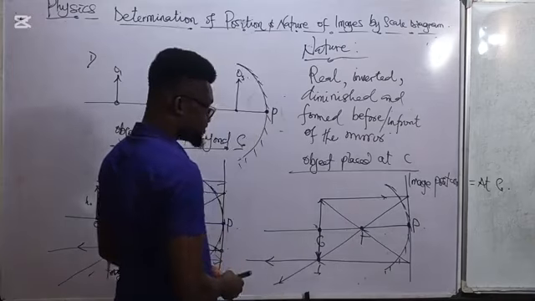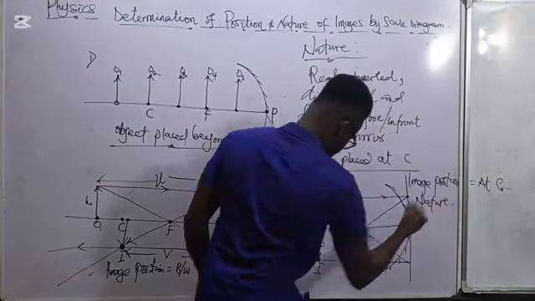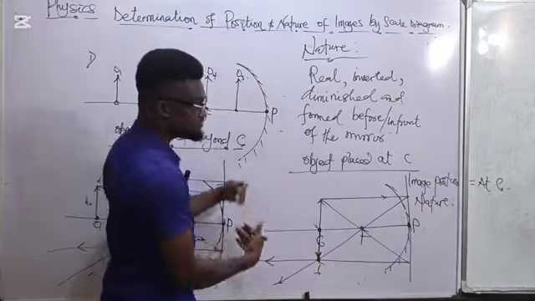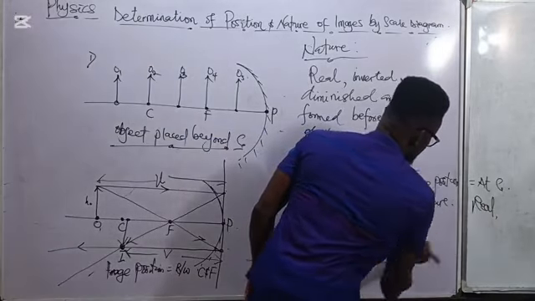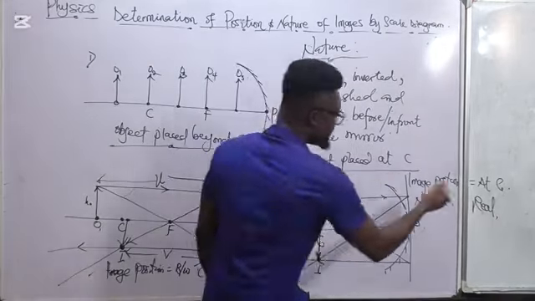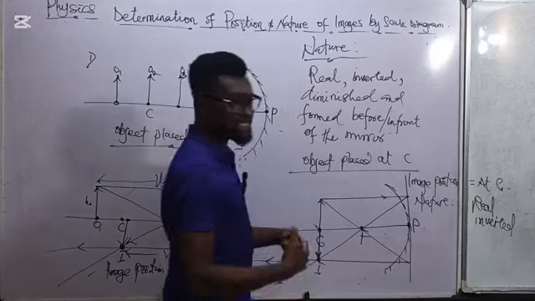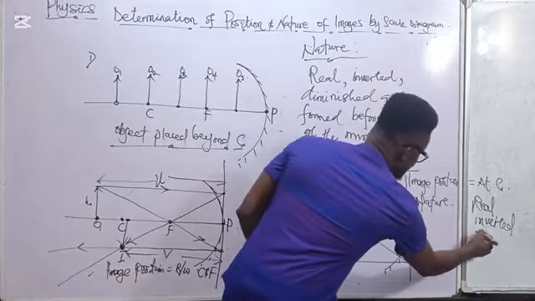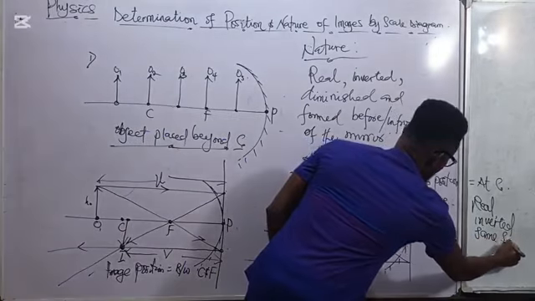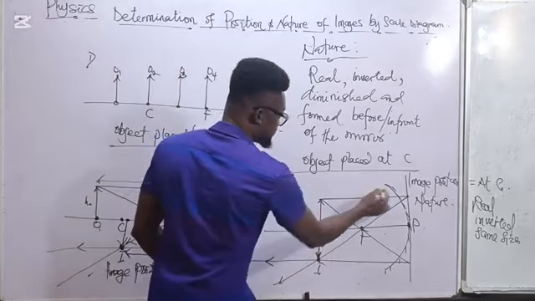That's the image position. Then what about the nature? The nature of the image. Because the image forms before the mirror, we said the image is real. Any real image must be inverted. So the image is inverted. Okay? Then what about the size? Same size as that of the object. Same size. Look at the distance from the mirror.